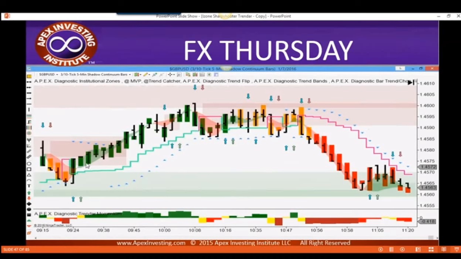I went through and grabbed a couple FX pairs. Here's pound dollar, coming down to a green zone today, pops up, we get everything green, right? Green flip, green bands, green arrow, take the trade.